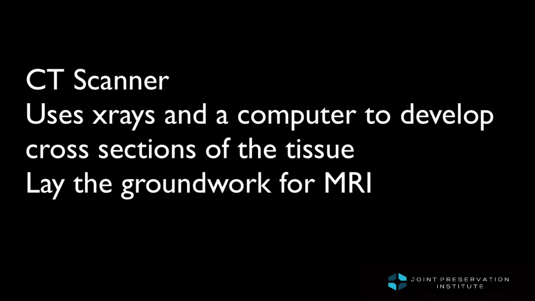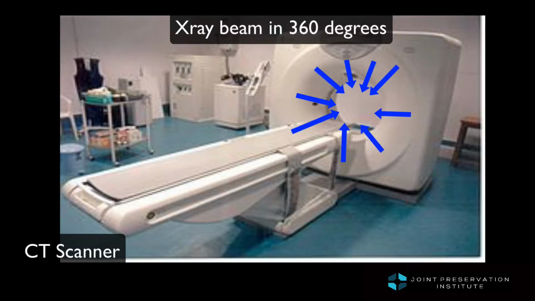Advanced imaging really started with the CT scanner, which uses X-rays and a computer to develop a cross-sectional image of the tissue. This laid the groundwork for future advances such as MRI. This is an example of a CT scanner where the patient lies on a platform and is pulled with the platform into a tubular structure.